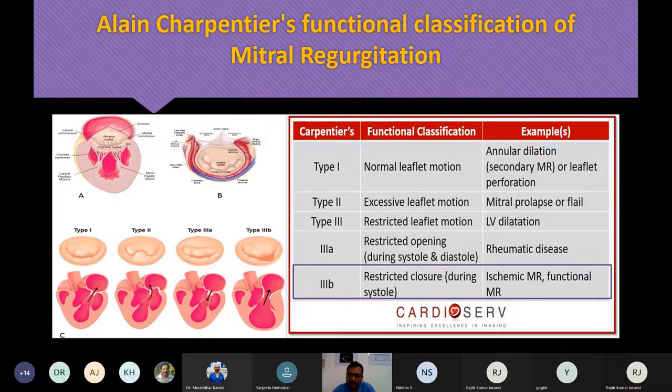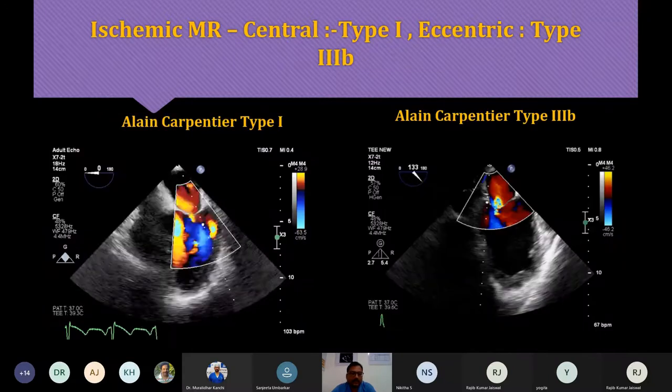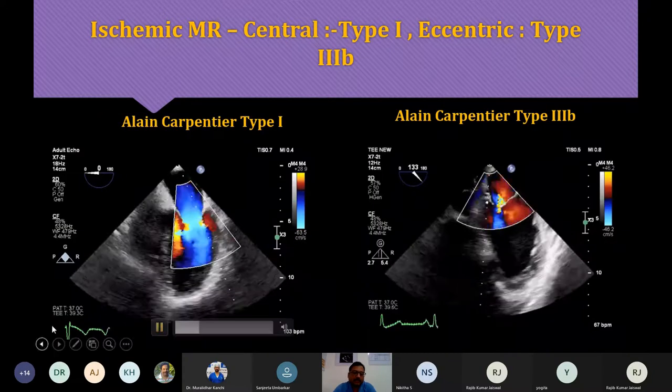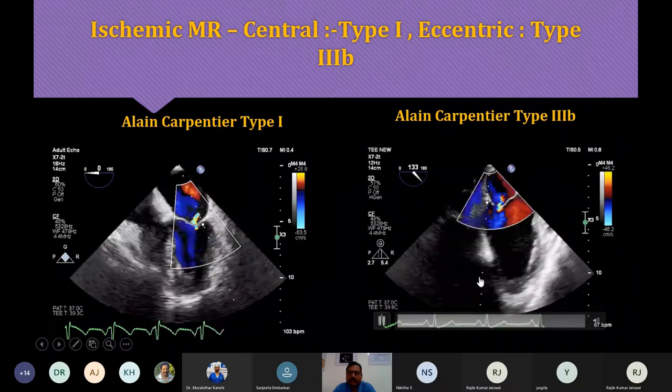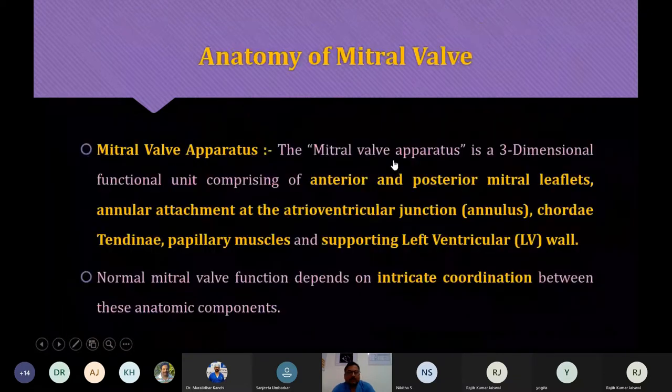restricted closure during systole, usually ischemic MR or functional MR. And otherwise there is a type 1 jet where there is a symmetric tethering, where there is an annular dilatation as a primary pathology. So this is type 3B and this is type 1. So this is Carpentier type 1 in the first image, you can see. And this is Carpentier type 3B in the second image.